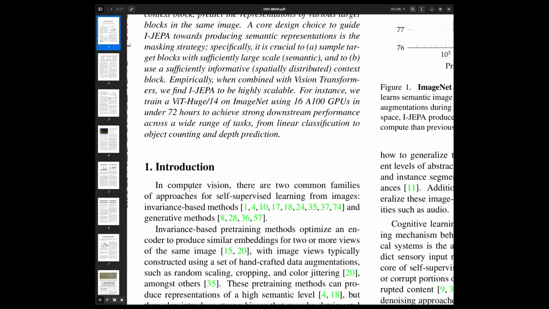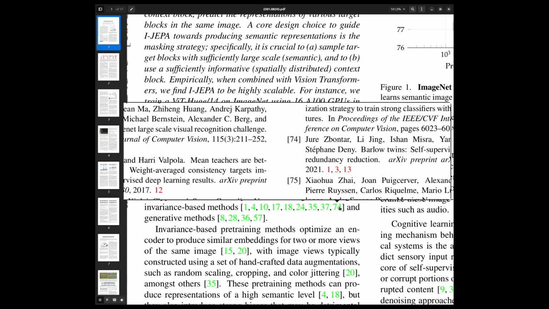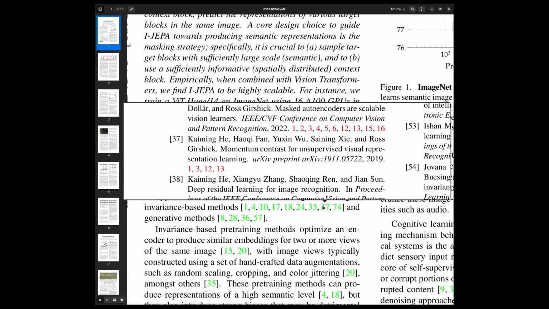So, in computer vision, there are two common families of approaches for self-supervised learning from images: invariance-based methods and generative methods. I think the generative methods are the most used one, and the invariance-based methods, what are they? Damn, I don't remember. Maybe let's see. I can give you some references.